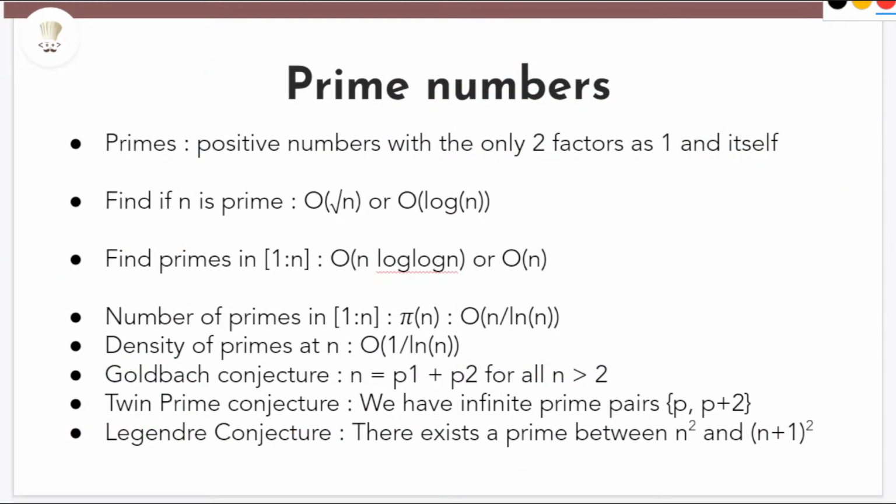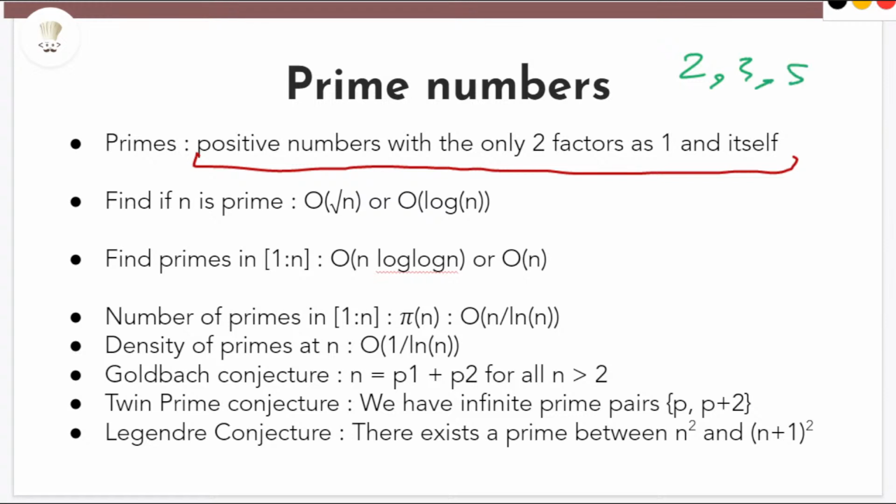So let us move on from the division algorithm to prime numbers. What are prime numbers? Prime numbers are positive numbers with only two factors, one and itself. Most of you already know this, but here's the definition. Examples of prime numbers are 2, 3, 5, 7, 11, etc. Let's take 11 here. 11 is not divisible by 2 because 11 modulo 2 is 1. 11 is not divisible by 3 because 11 modulo 3 is 2, and so on.